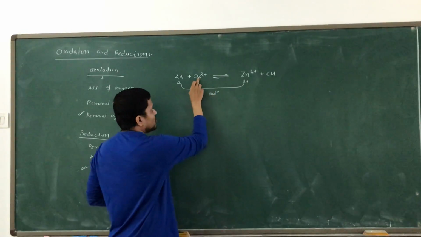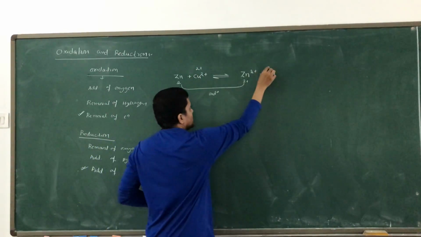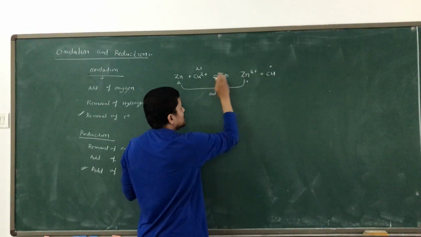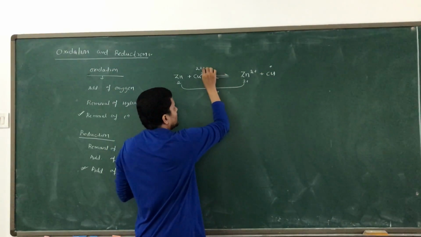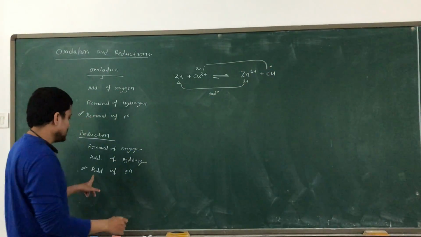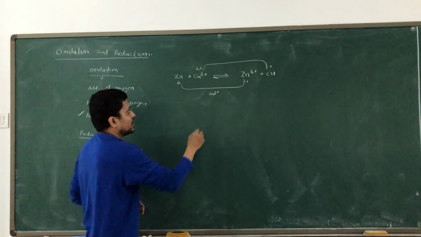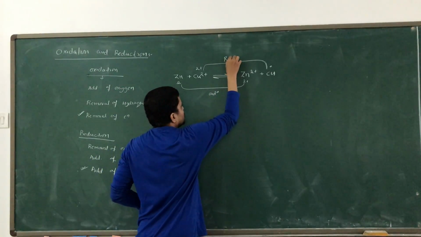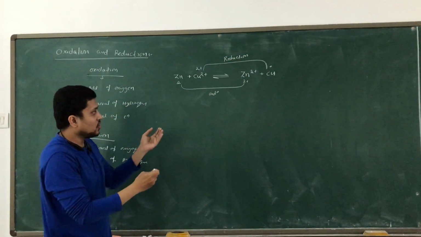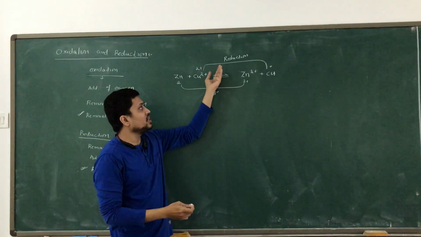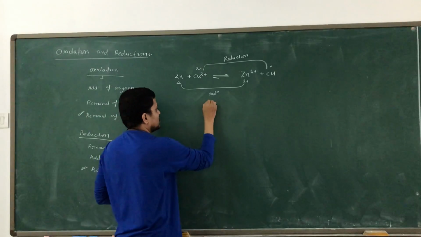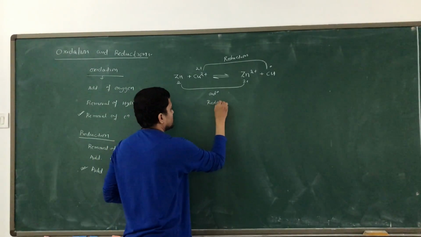Here copper has less electron, 2 plus to 0. So electrons are going to be added from here to there, from this copper in the reactant to that copper in the product. Copper is gaining electrons, addition of electron. What I said, addition of electron is called reduction. So in this particular reaction where oxidation and reduction are taking place simultaneously, it is a redox reaction.